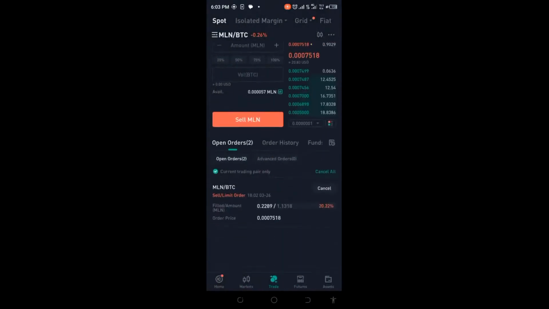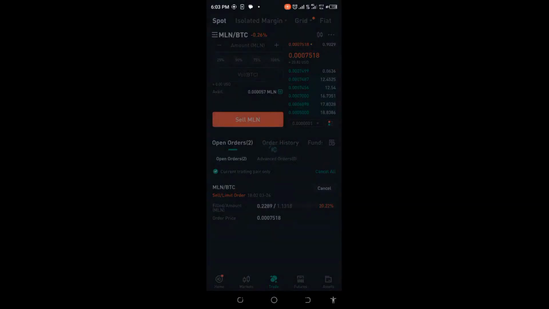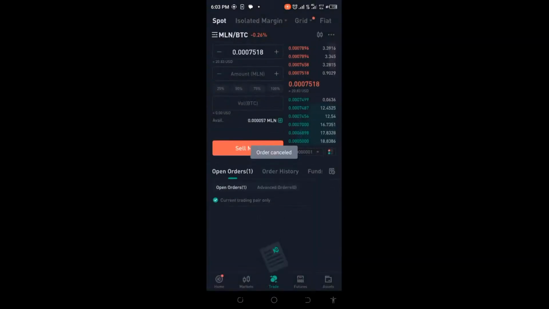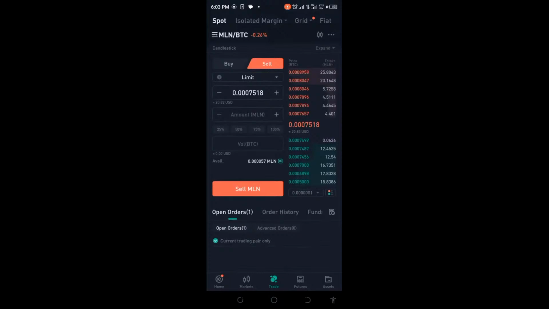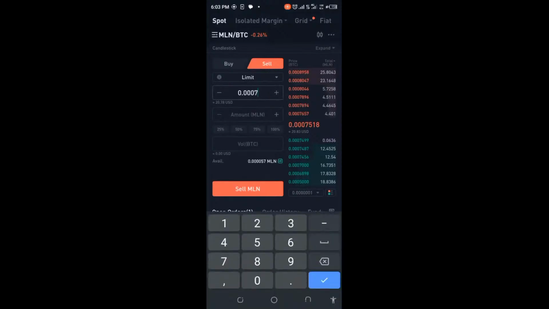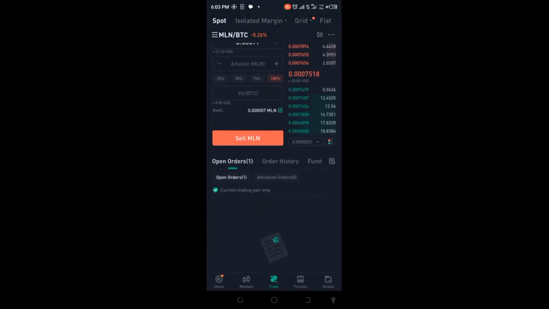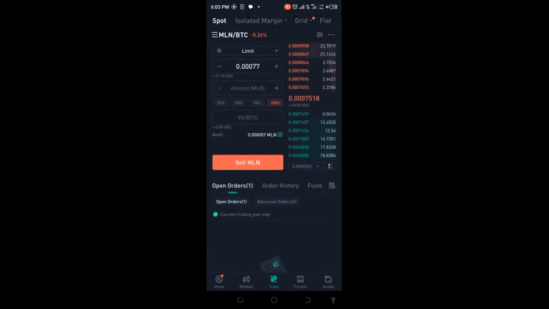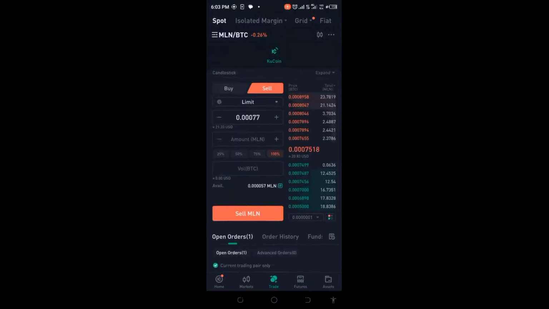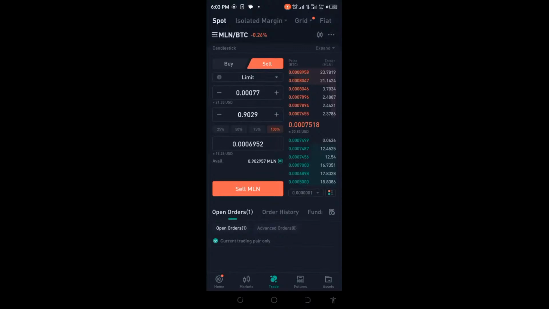Let's do this. Let me cancel this, right? And then let me go ahead and place this price at 7.7. I'm just trying to see whether this is going to work. Wait a second. Did I just sell all of that? It looks like I just sold. It looks as if I just got all my MLN sold.